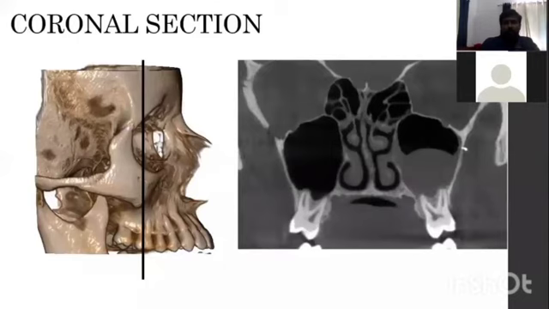And the second one is the coronal section. As we are seeing from the front, this black line denotes the coronal cut. In this picture, we can see and appreciate the coronal cut. Like we can see the sinus, and the tooth was sectioned coronally. Means in the coronal section we can see the maxillary sinus and all.